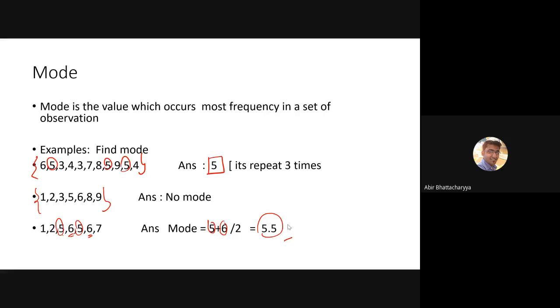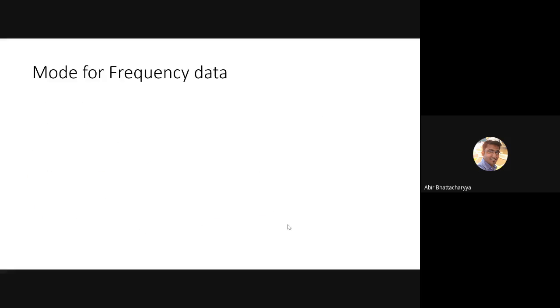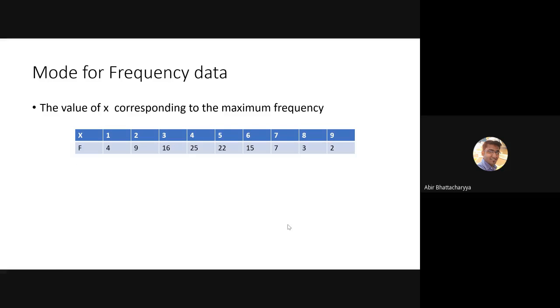So for the number of repetitions, we will observe the frequency of the values. Now, mode for frequency data. Whenever a frequency is given to you, how do we calculate the mode? Here 25 is the maximum frequency. If you observe the data set, 25 is the maximum frequency, corresponding to the value x equals 4. So mode equals 4. Whenever you have a frequency data set, it's easy to calculate the mode: check the maximum frequency, and the value for it is going to be your mode.